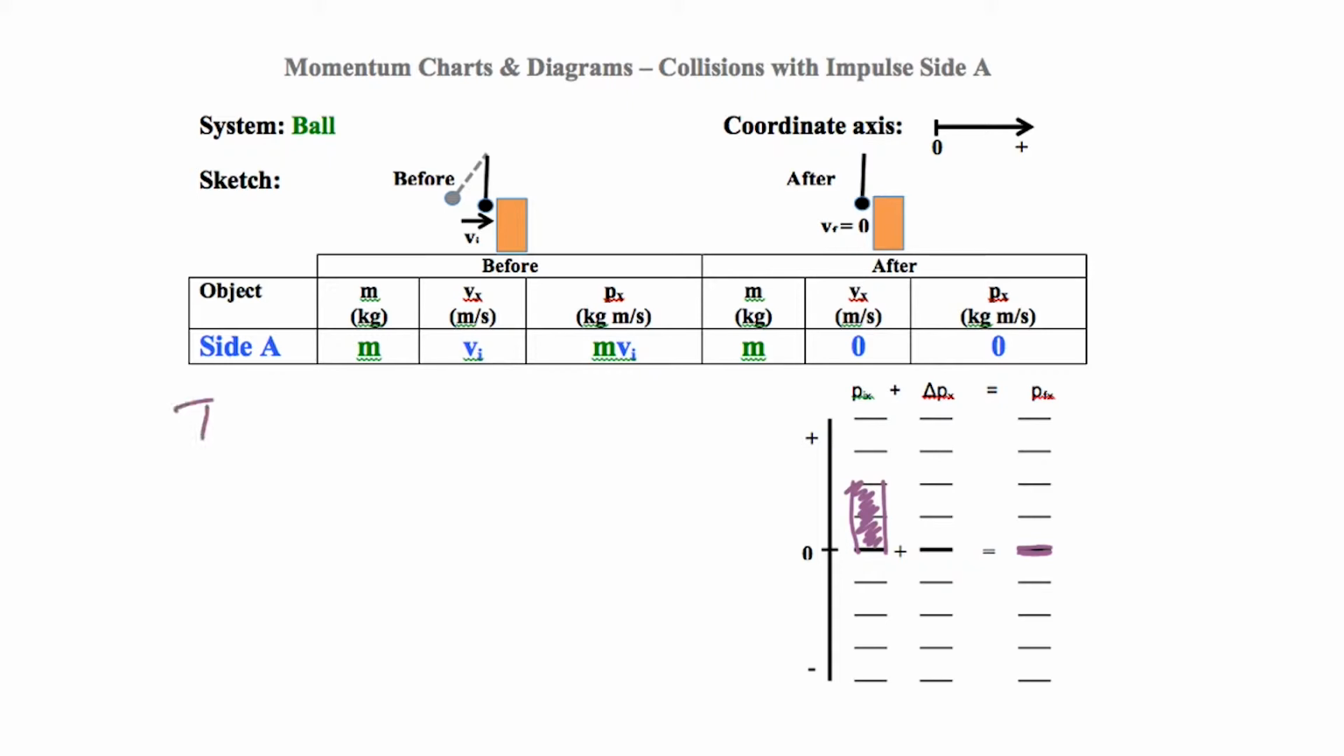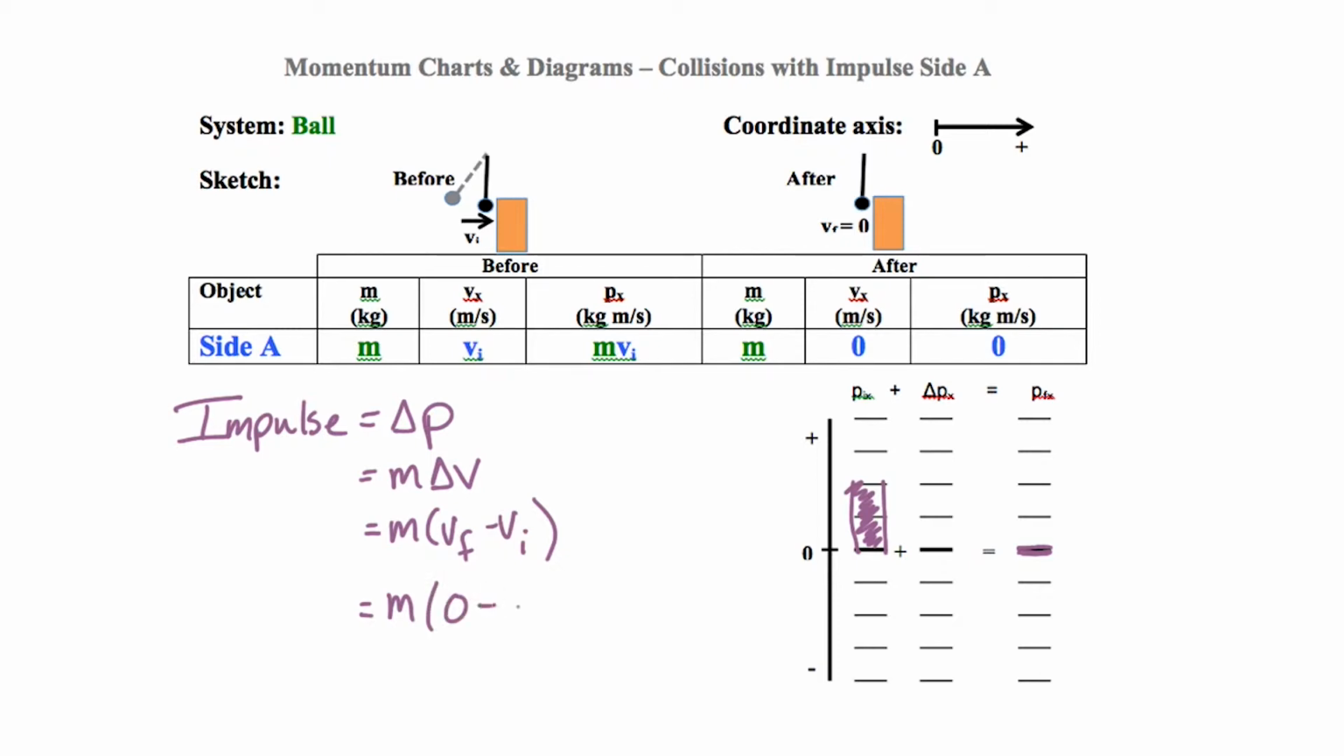Following along with the calculation, we've got impulse is equal to a change in momentum. Since the mass is constant, I can express this as mass times change in velocity, or mass times velocity final minus velocity initial. Substituting our values from up above, we have mass times 0 minus velocity initial, which gives us an impulse of negative mass times initial velocity. So let's fill in the bar chart to record this change in momentum.